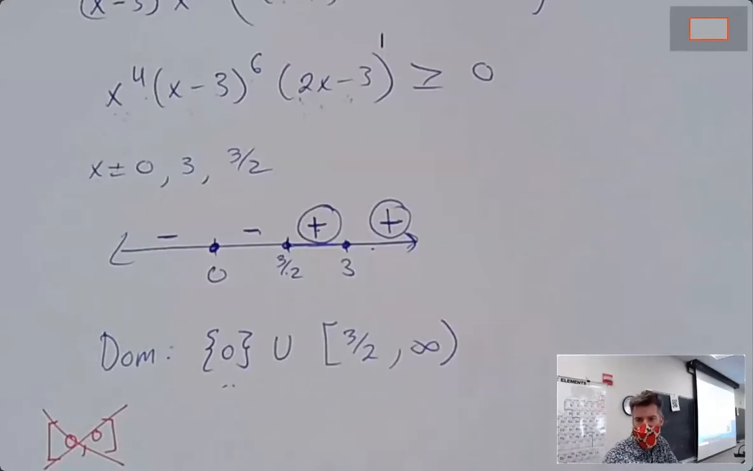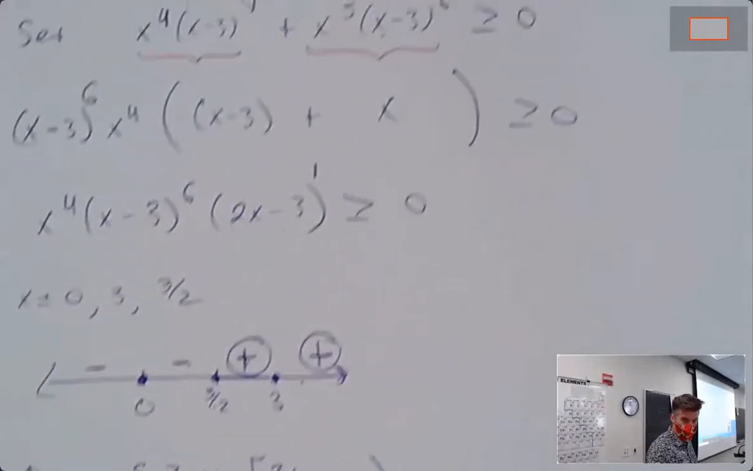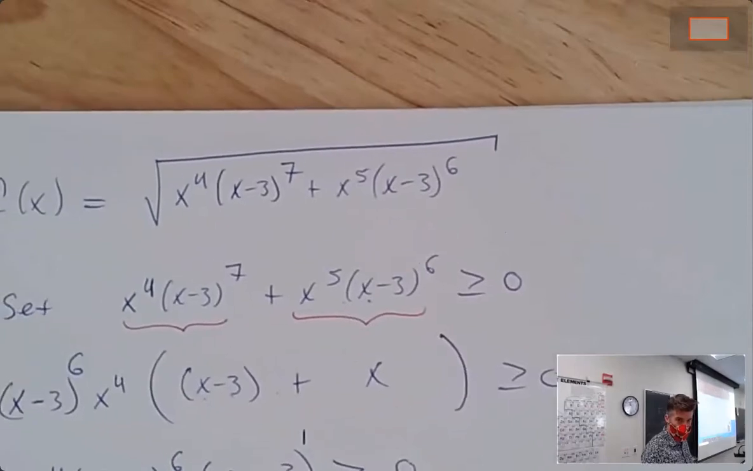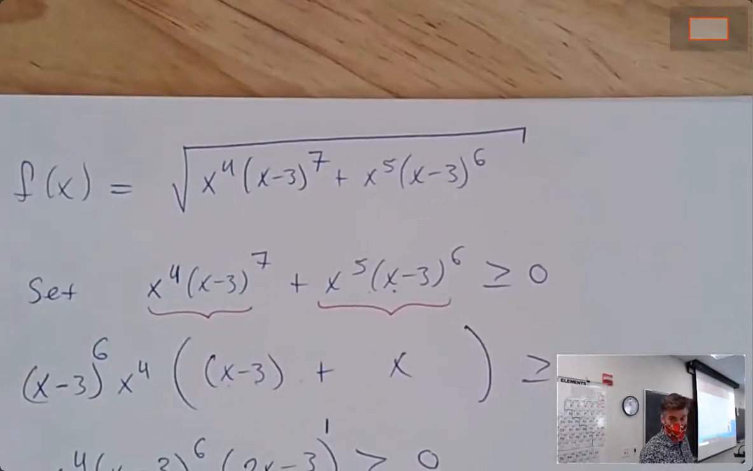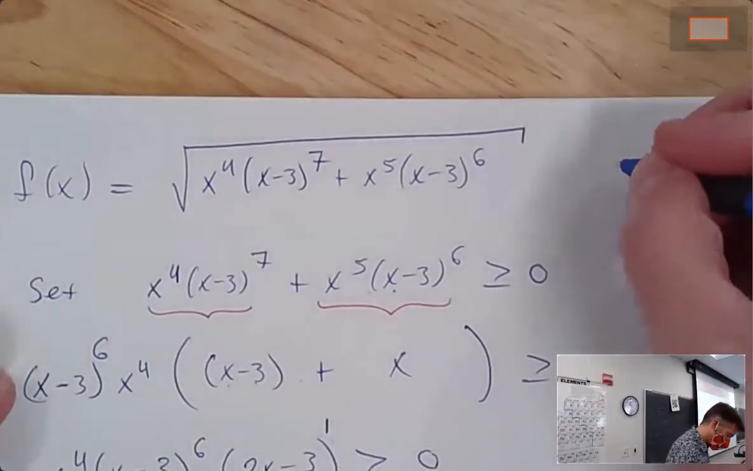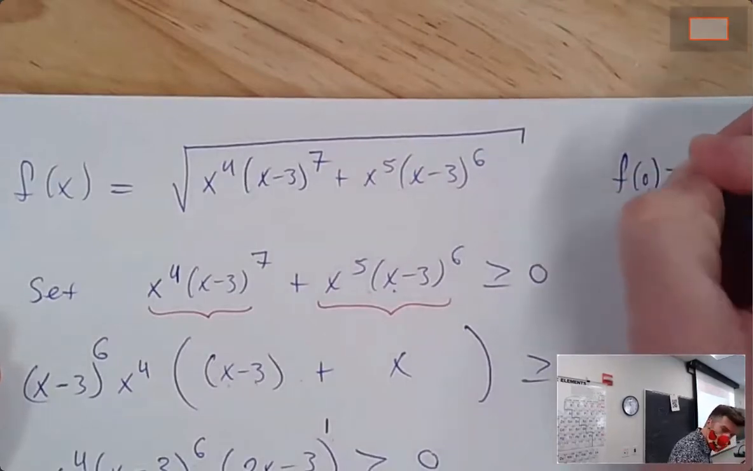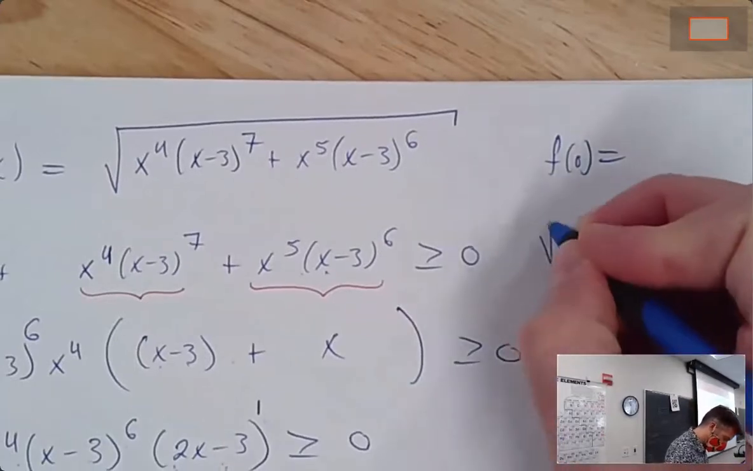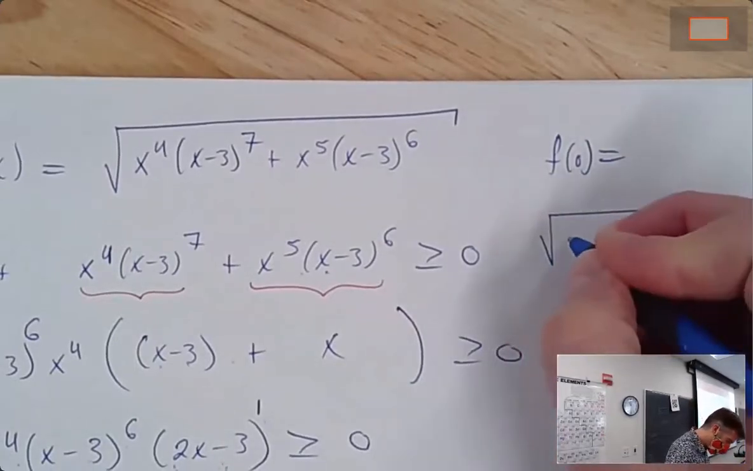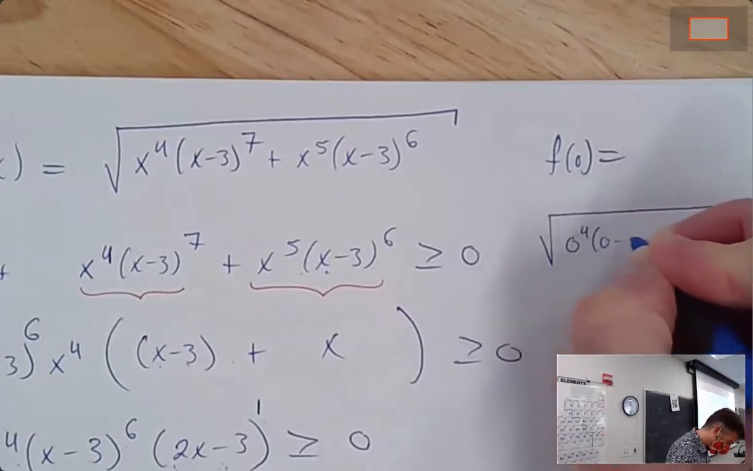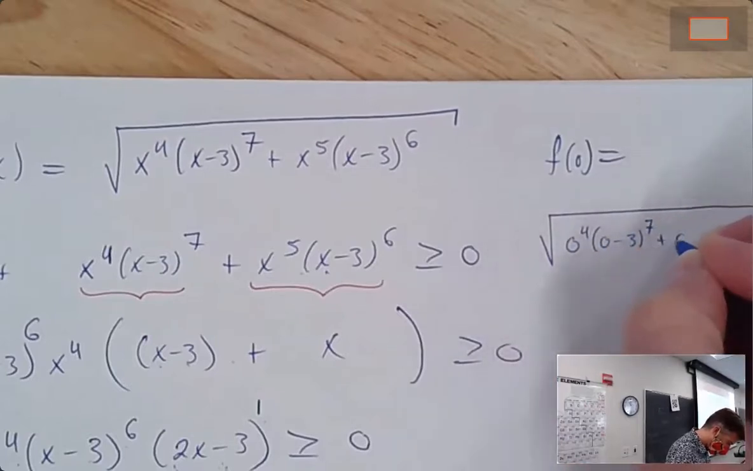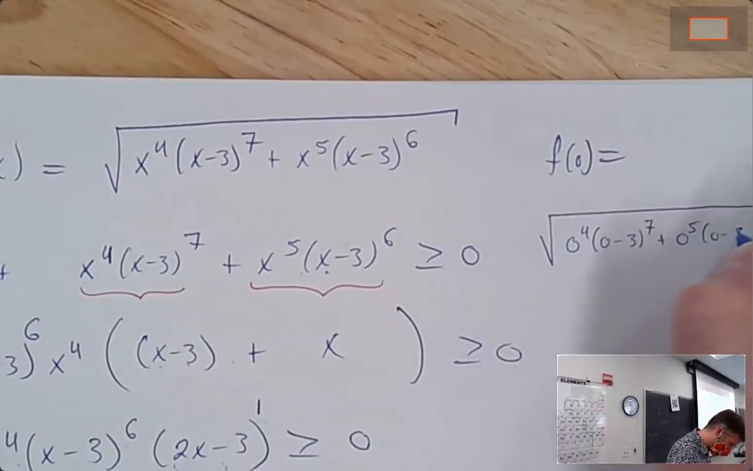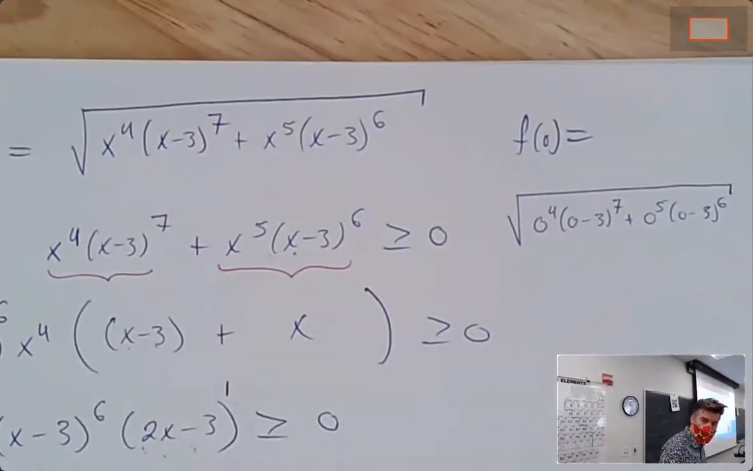So still don't understand how 0 works as the domain. So let's talk about it. If we look back at the original expression, here's my original expression. If we plug in 0, let's see if it works. So f of 0 is going to be the square root of 0 to the 4th times 0 minus 3 to the 7th plus 0 to the 5th times 0 minus 3 to the 6th. You can see that.